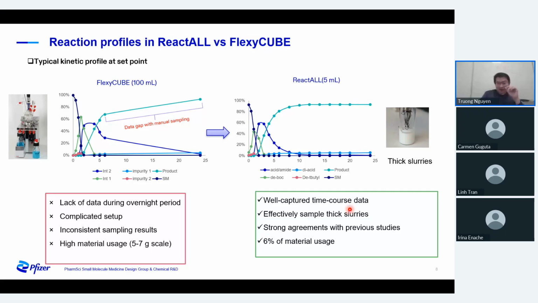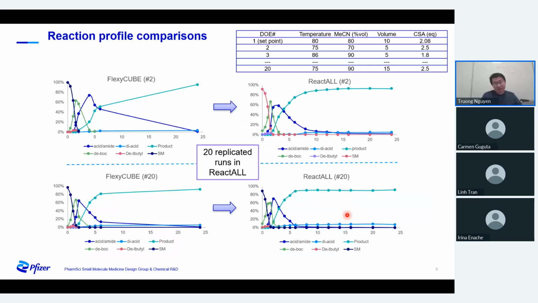And another highlight is we only use about 6% of the material, so it's actually a big benefit, especially in the early stage. But this is only one reaction. It may not be strong enough to convince you that, okay, ReactALL is good, not only for this reaction. So we go further and replicate the entire DOE, which is 20 reactions. So we ran another 19 reactions.